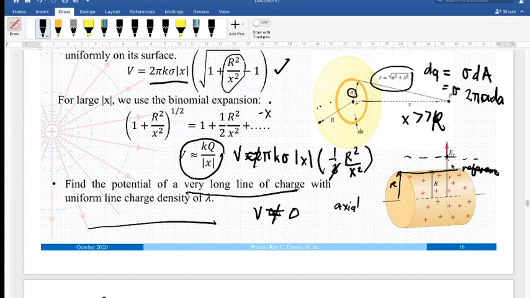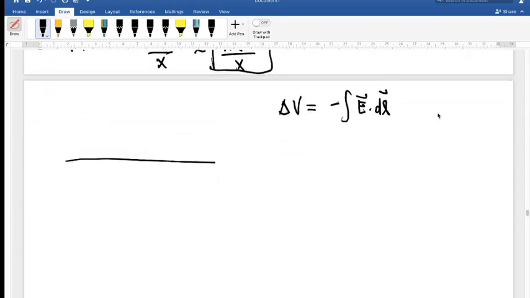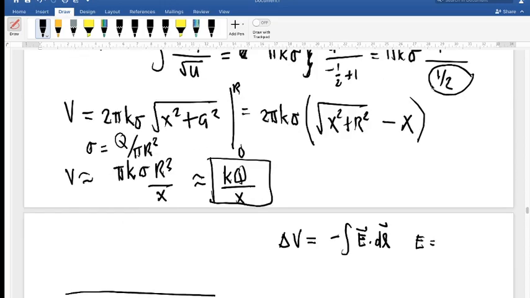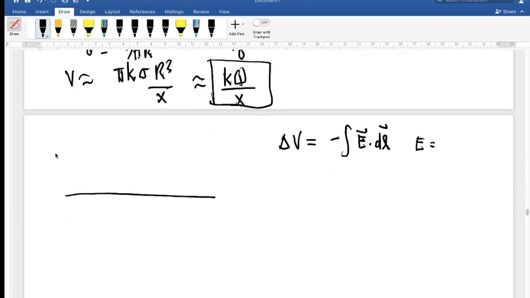Okay, so we know that the electric field produced by the very long line of charge is equal to, how much is this, electric field is equal to, how much... hello, is that equal to, hello, so I forgot.